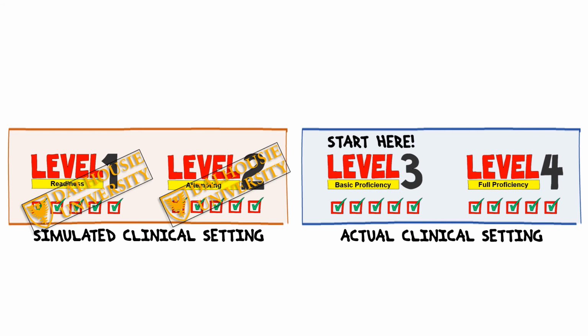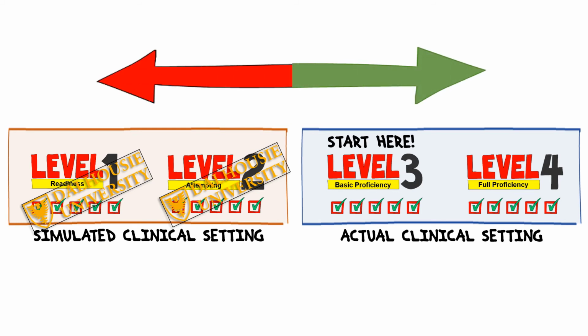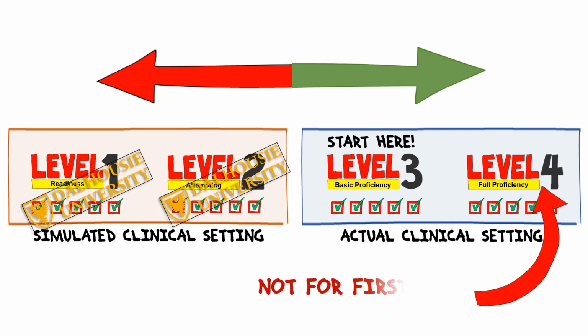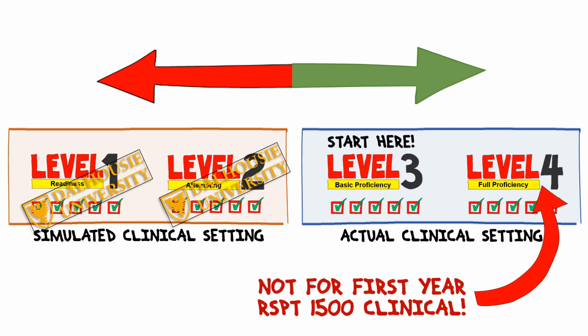Once level 2, 3, or 4 is achieved, the student is expected to maintain and improve on that level for the rest of the program. Failure to do so may result in an unsatisfactory course evaluation. Finally, students in Clinical Practicum 1500, also known as First Year Clinical, should not be performing any skills at a Level 4 full proficiency in Year 1.